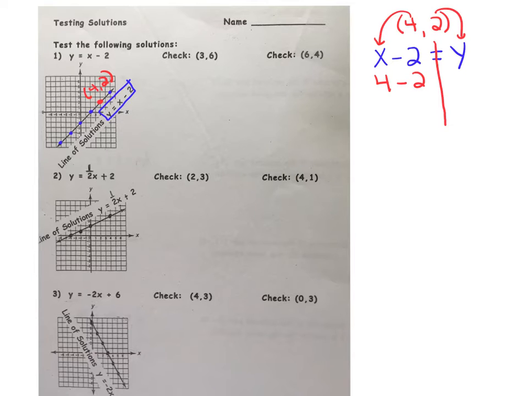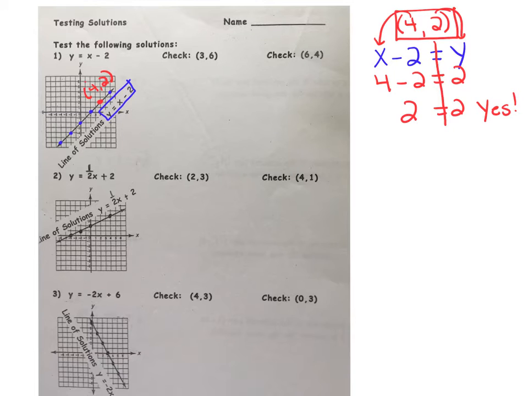4 take away 2. Well, 4 take away 2 is 2. And on the other side, our y value is simply 2. And indeed, 2 does equal 2. So yes, this point is a valid solution for this equation. Any point on that line would be. However, let's grab a point off the line somewhere and test it.